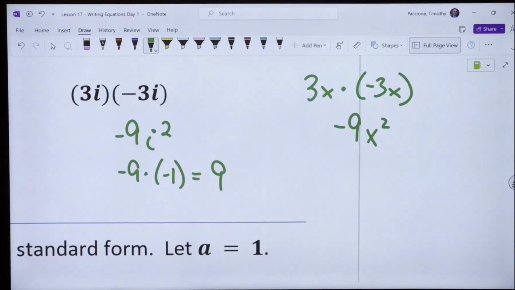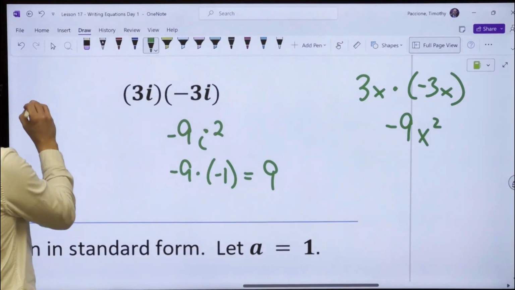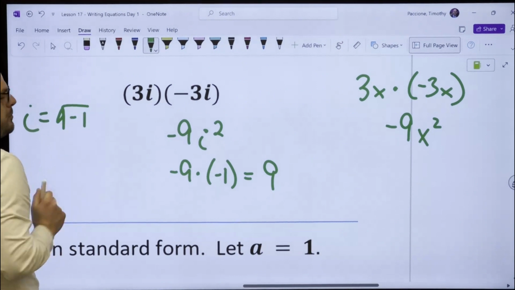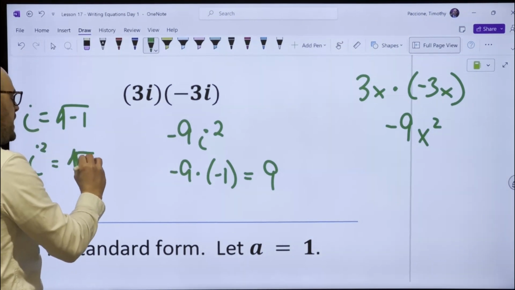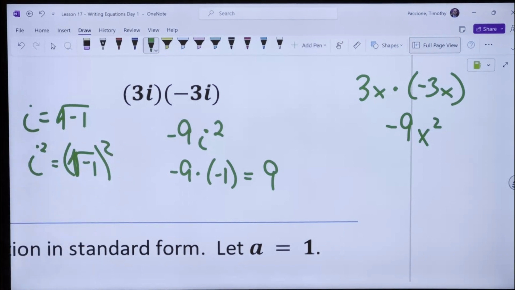Okay? By the way, why is i squared negative 1? Right. i equals the square root of negative 1. i squared equals the square root of negative 1 squared. What did we just talk about, right? It's just the number underneath.